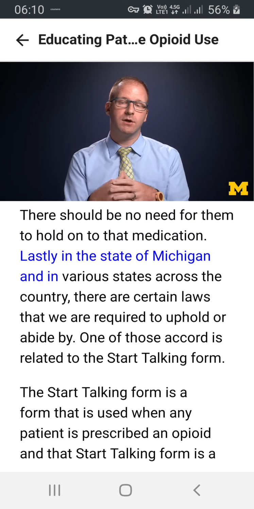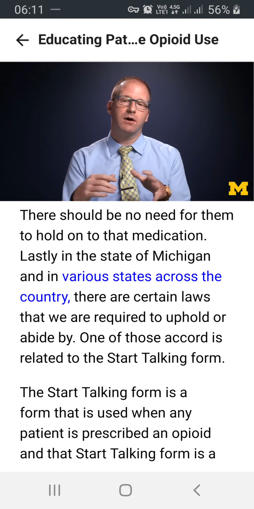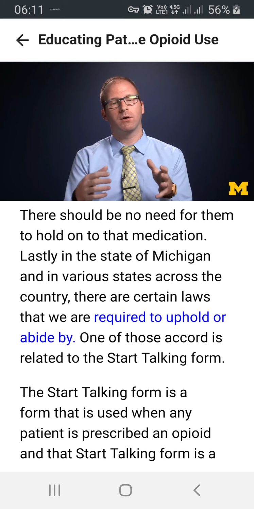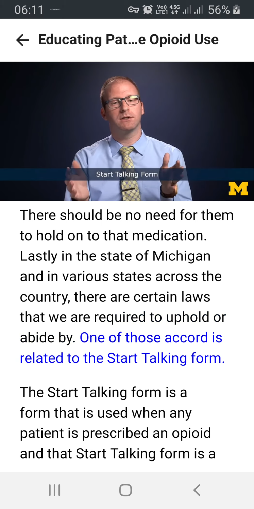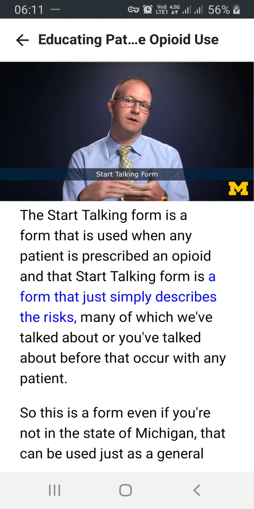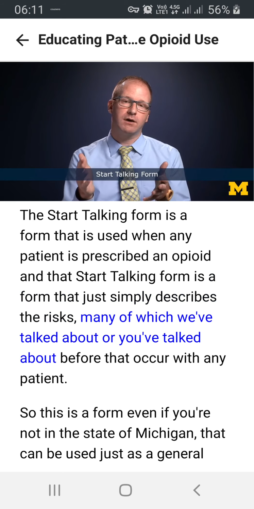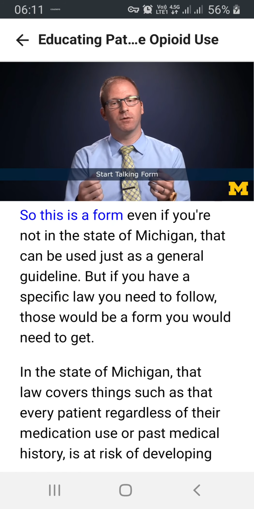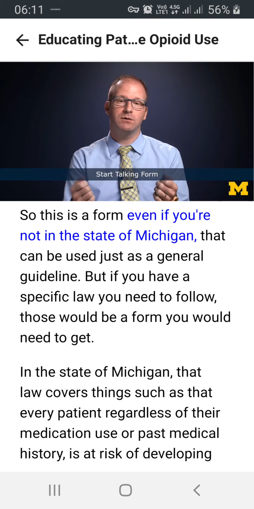And lastly, in the state of Michigan and in various states across the country, there are certain laws that we are required to uphold or abide by. And one of those is related to the Start Talking form. The Start Talking form is a form that is used when any patient is prescribed an opioid. That form simply describes the risks, many of which we've talked about or you've talked about before, that occur with any patient. So this is a form, even if you're not in the state of Michigan, that can be used just as a general guideline. But if you have a specific law you need to follow, that would be a form you would need to get.